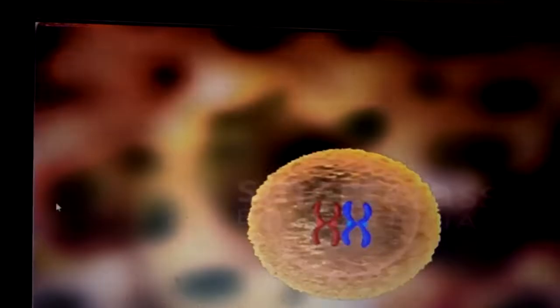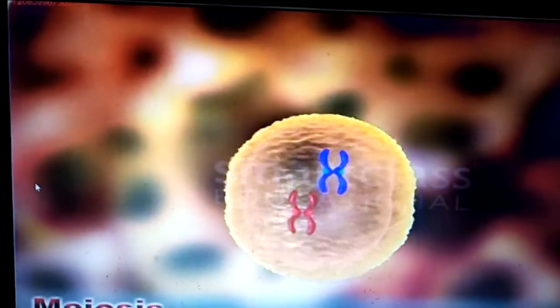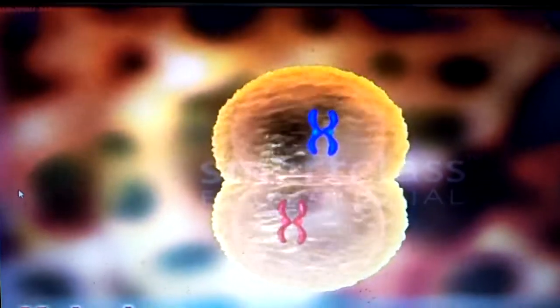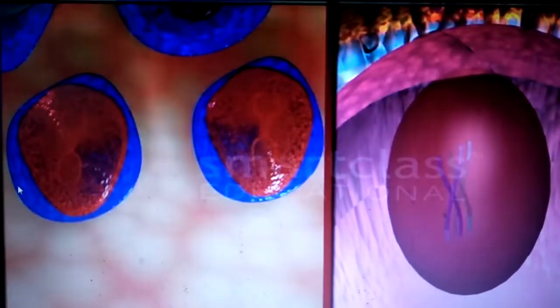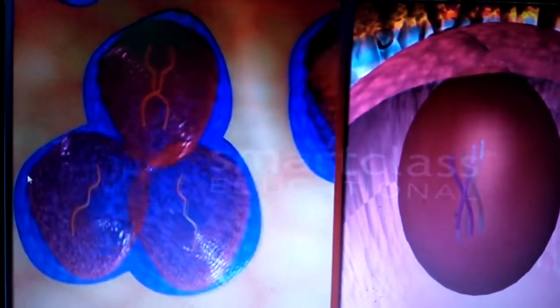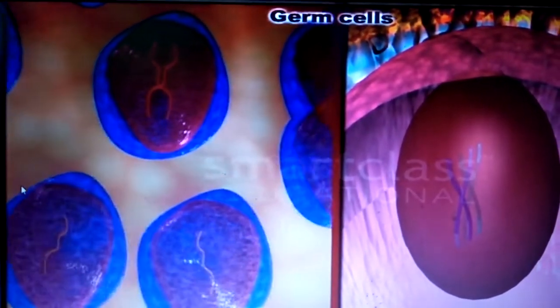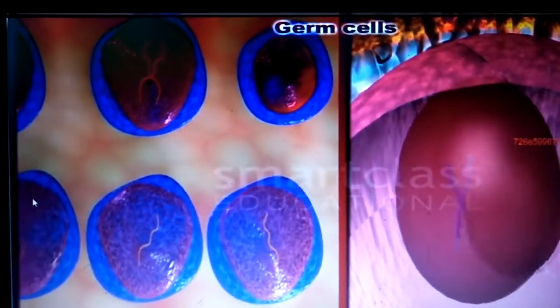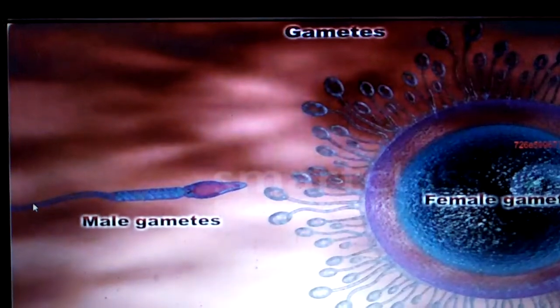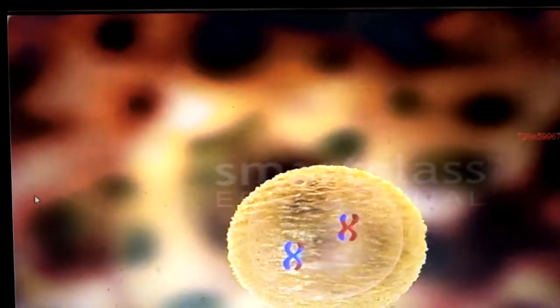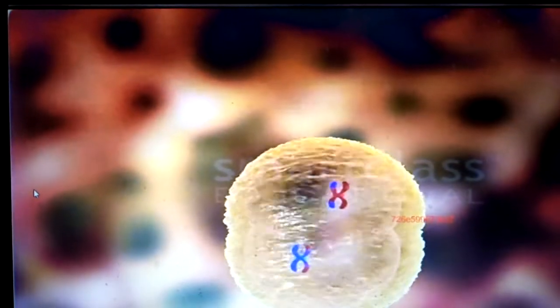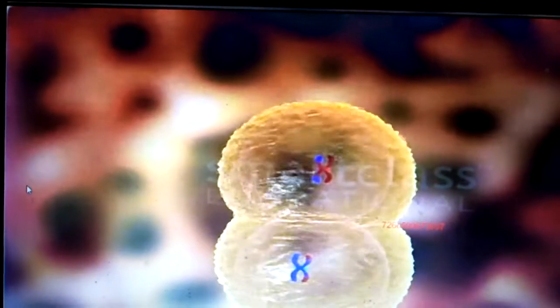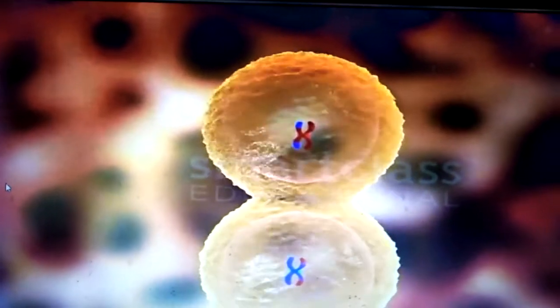Meiosis first. Meiosis 1. In this module you will learn about meiosis 1. Meiosis is a nuclear division that occurs in the germ cells of sexually reproducing organisms during the production of reproductive cells called gametes. Meiosis is a reductional division that reduces the chromosome number of a cell by half.